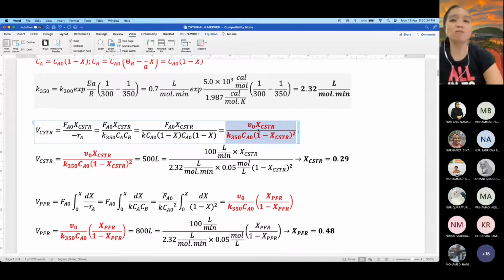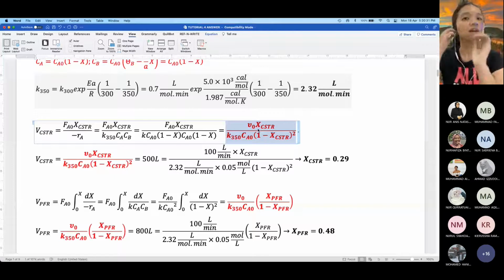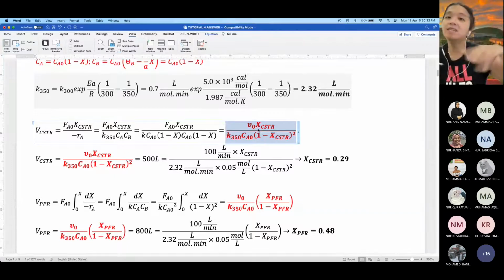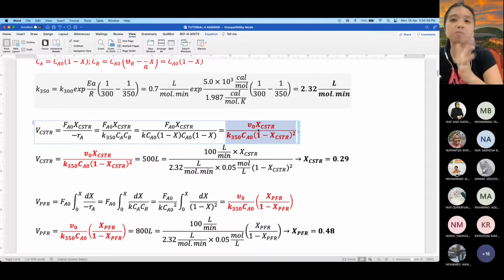So let's say you are confused: X2 minus X1 or X1 minus X2? Just remember, conversion increases with each reactor. The more reactors you go, the higher the conversion will be. So X2 must be bigger than X1. So if you put X1 minus X2, of course the volume becomes negative. You know a reactor cannot have negative volume. So that's why you write in bracket X2 minus X1.